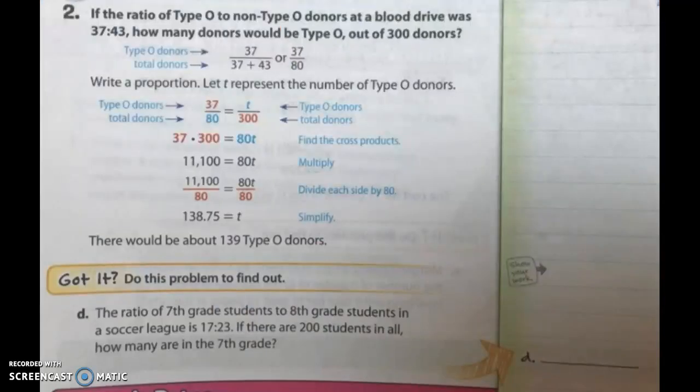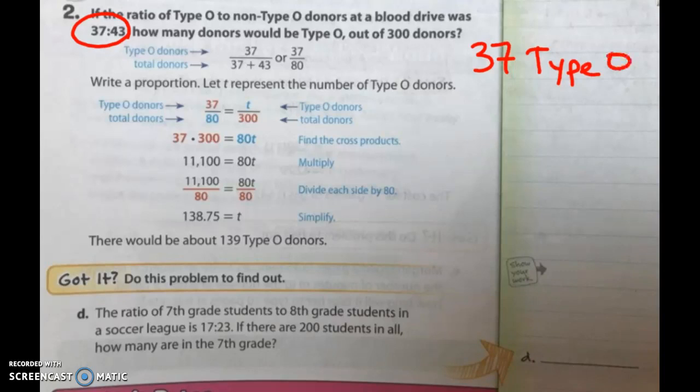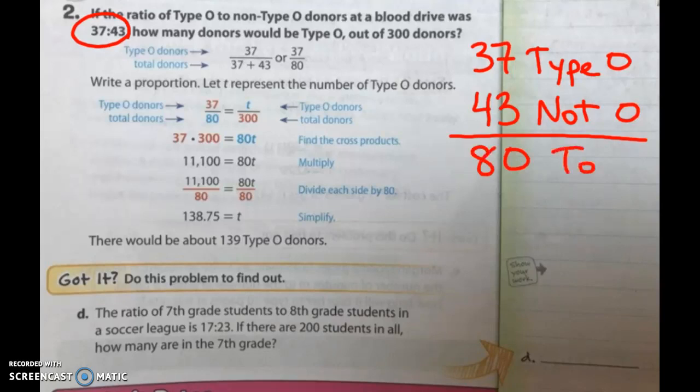Okay, this next example is tricky. It says if the ratio of type O to non-type O donors at a blood drive was 37 to 43, how many donors would be type O out of 300 donors? So the tricky part here is this ratio. We've got the 37 was type O, and the 43 is not O, okay? Which means altogether, we've got 80 total.